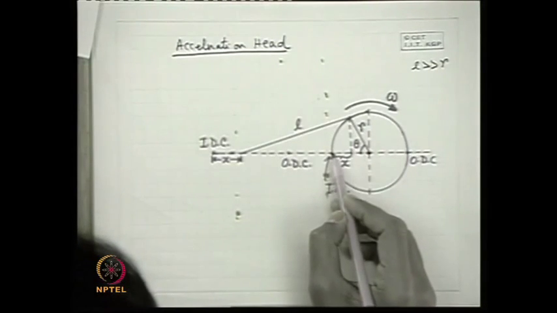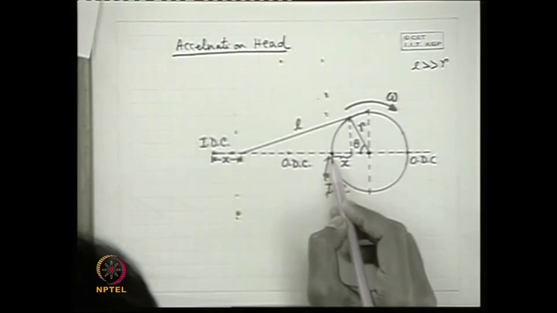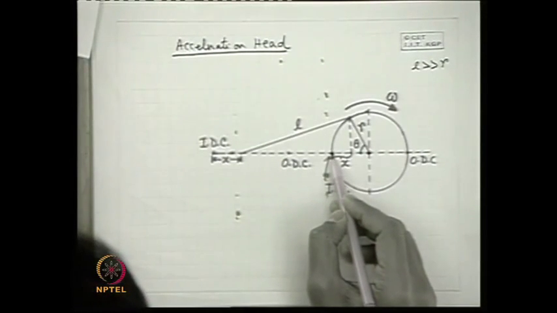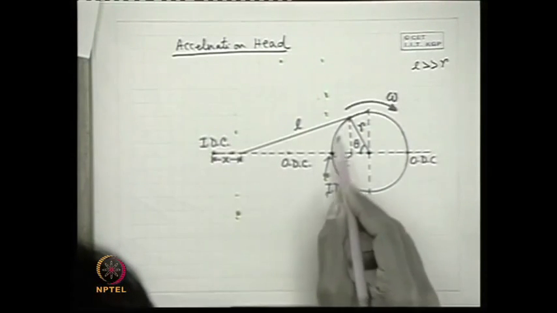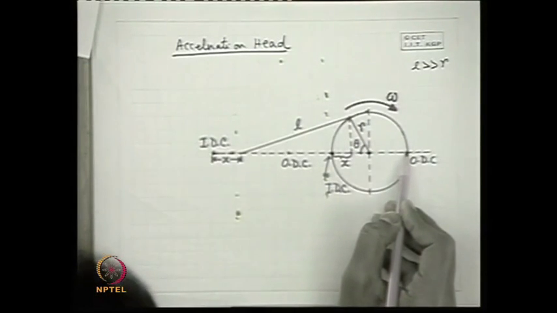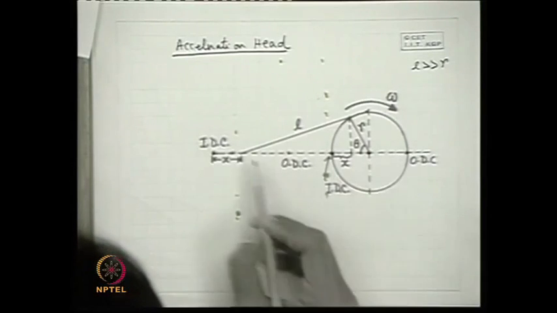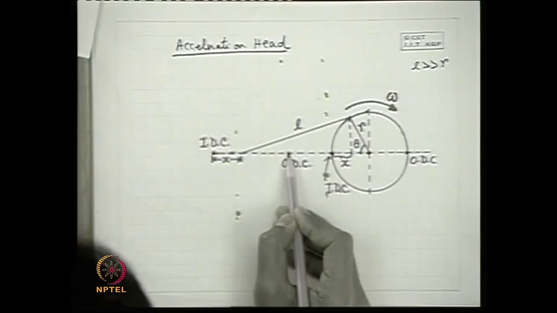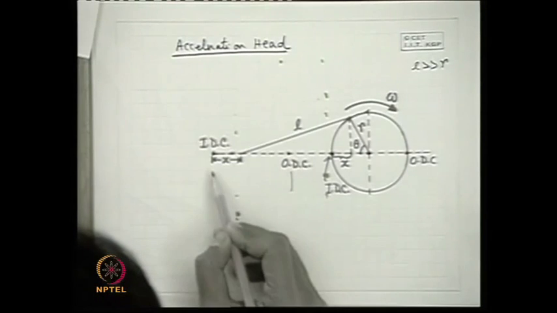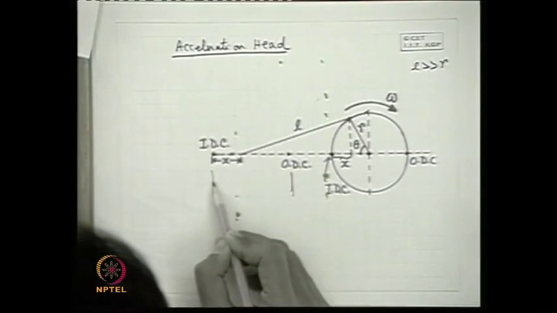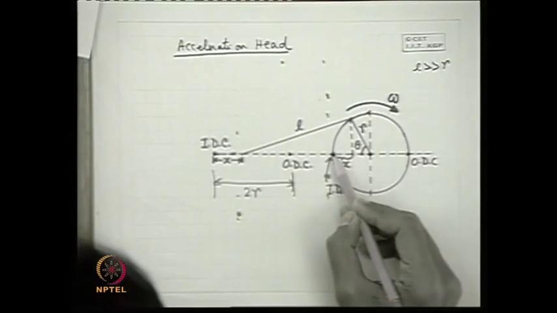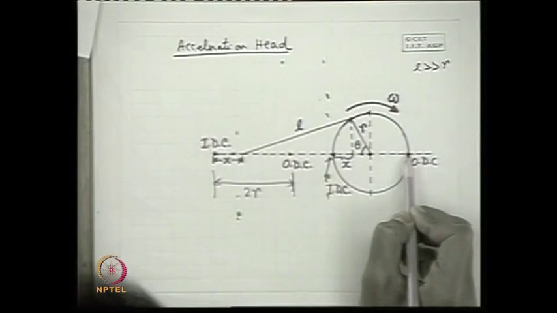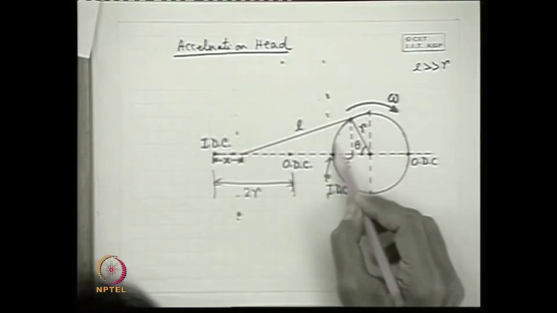That means when this crank is at this position, this corresponds to the inner dead center position where the piston is here. Similarly, when this crank moves 180 degrees, it goes here, a complete stroke, 2R, and the piston is here at outer dead center. That means the distance from inner dead center to outer dead center of the piston is automatically 2R and is associated with 180 degree movement of the crank. This is half the revolution.